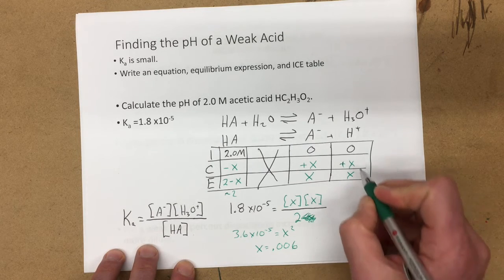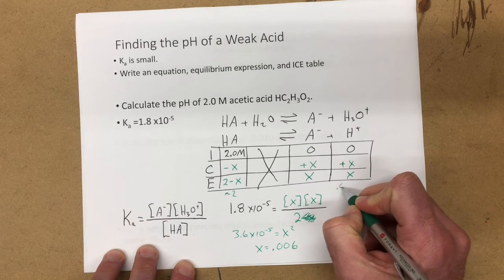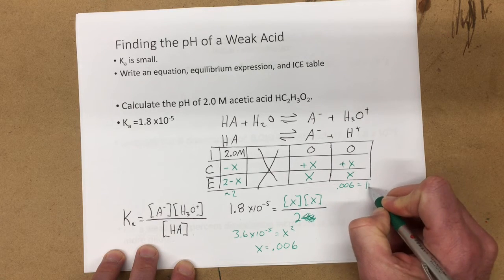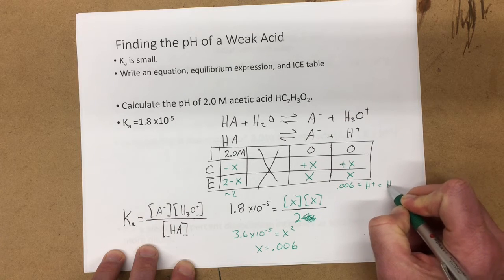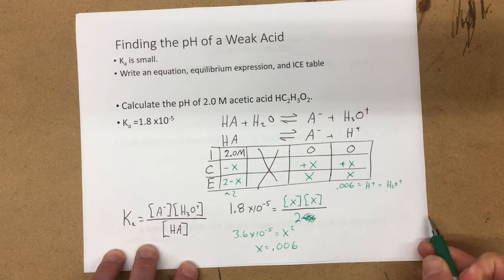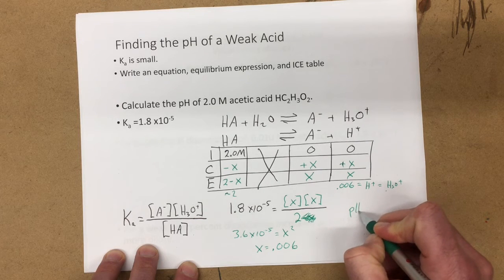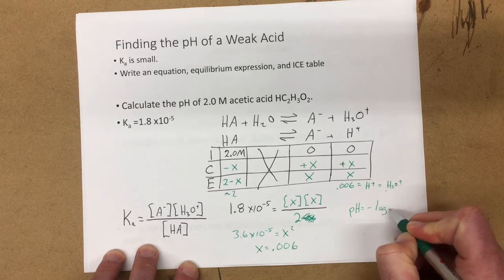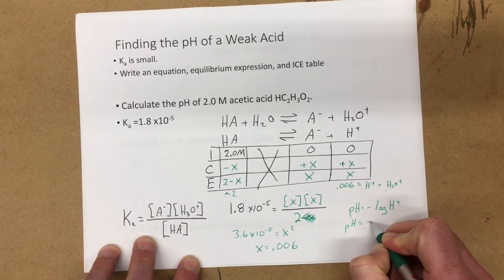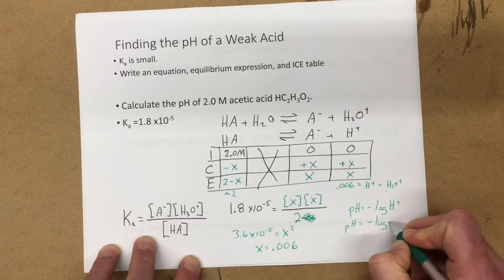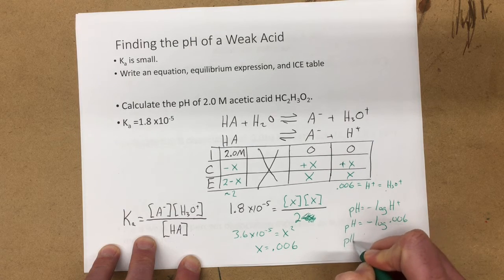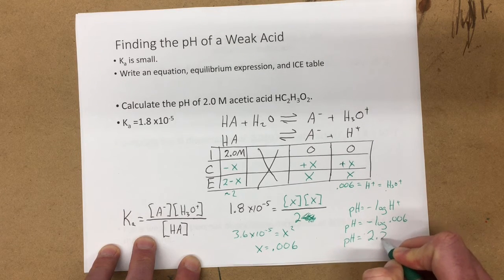What does this x mean? Well, that means the concentration of hydrogen is 0.006. Hydrogen is equal to H3O plus; those mean the same thing. And that's what I really need in order to calculate pH. Remember that pH is the negative log of hydrogen concentration. So our pH is equal to the negative log of 0.006, and we find that the pH is equal to 2.22.